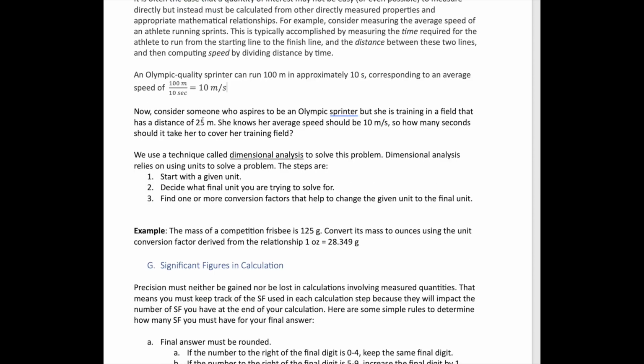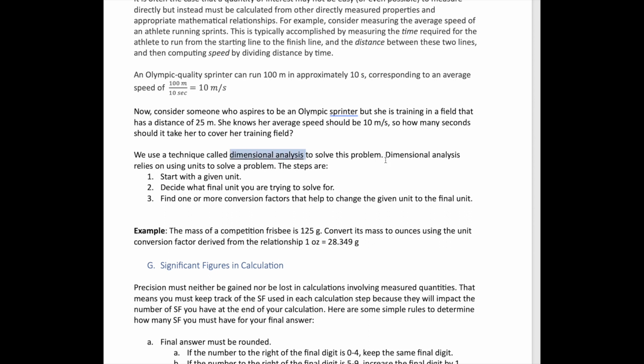Now let's think about somebody else who wants to be an Olympic sprinter but isn't there yet. She's running in this field that has a distance of 25 meters. And she knows that if she wants to be an Olympic level sprinter, she has to maintain that speed, 10 meters per second. This is where dimensional analysis becomes useful.